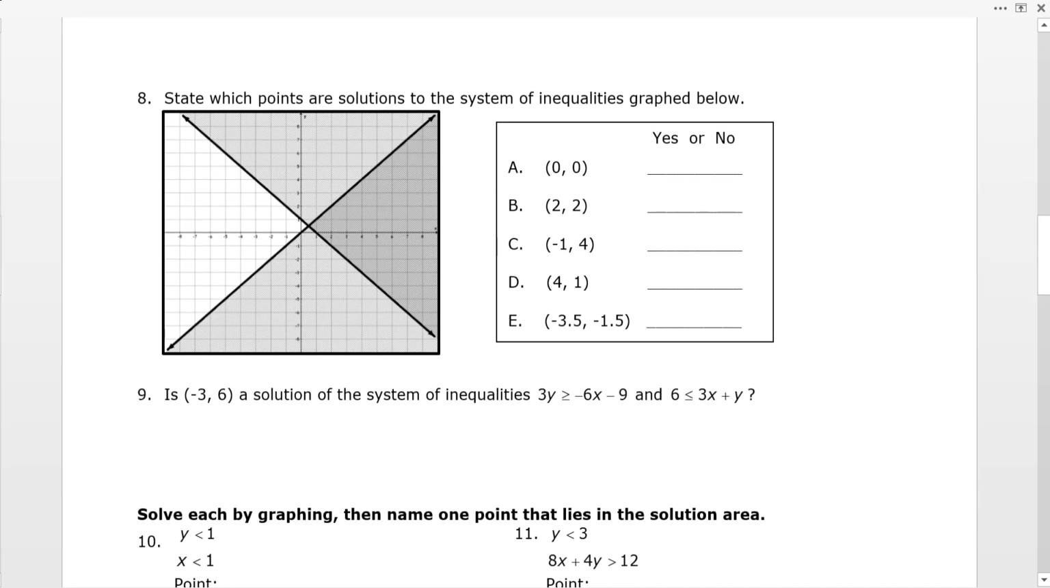Okay, now let's look at points that are solutions or not solutions. So just like when we did one linear inequality, we're going to have to look for ones that are in this dark shaded area. So where the two shaded areas cross, that's where our solutions are. So if it's not in this area, it's not a solution. And in this case, a solution could be on the line because both lines are solid. Solid lines equal solution. Dotted lines, no.